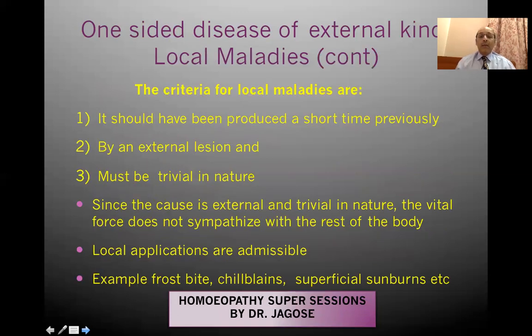So now let us see what the criteria are for local maladies. Number one, it should have been produced a short time previously. Second, it has to be an external lesion. And third, it must be trivial in nature. So these are the important points for local maladies: it is produced a short time previously, it is produced by something of an external lesion, the cause lies external, and it is trivial in nature. These are the three very important points of local maladies, which will help us to differentiate from local diseases.